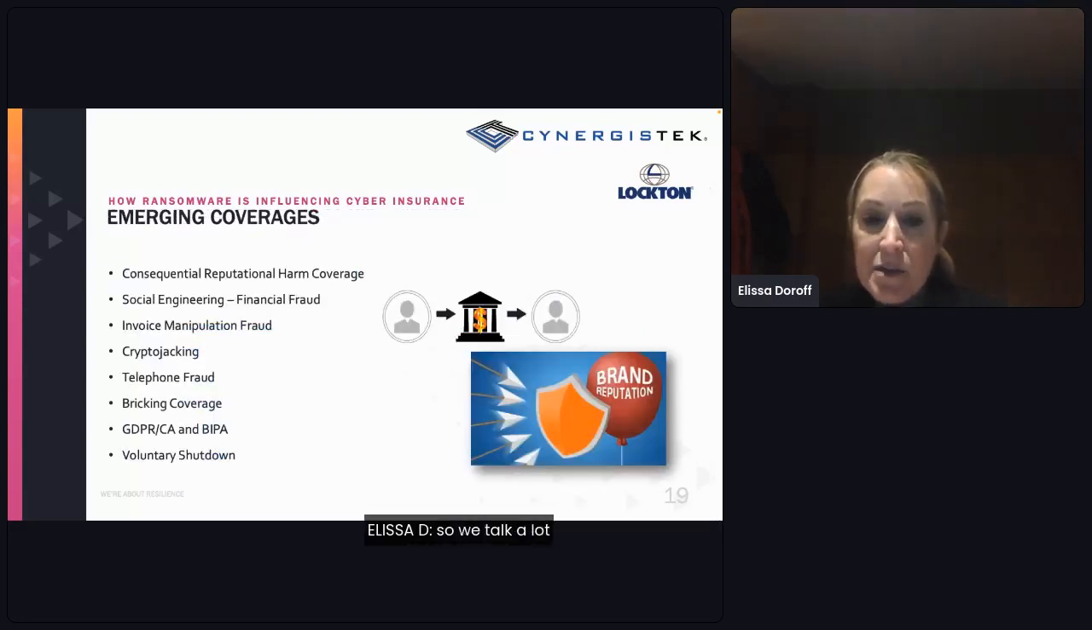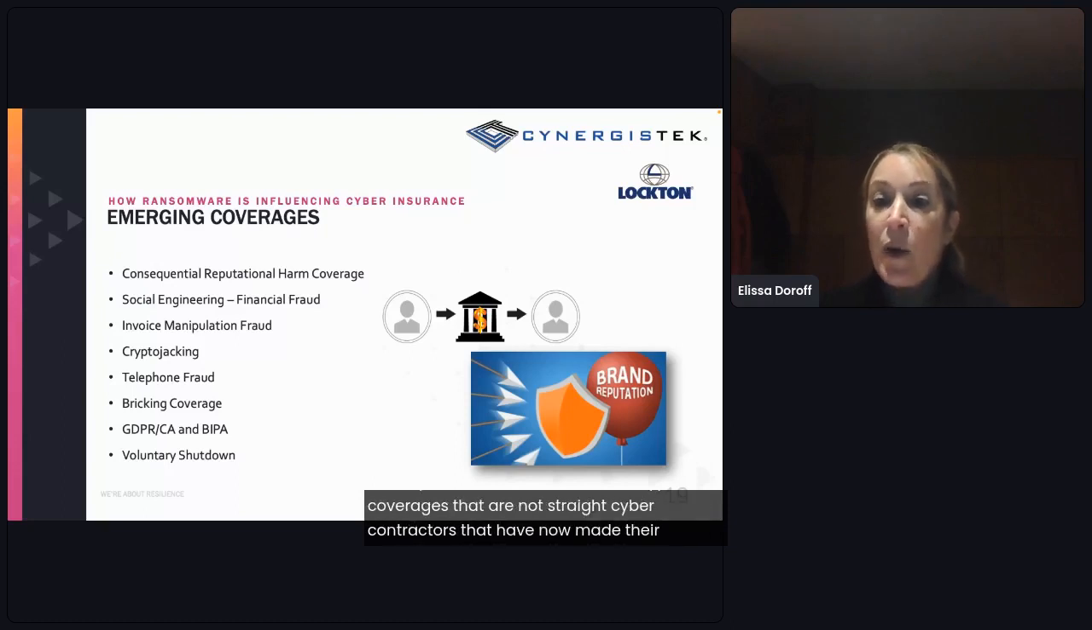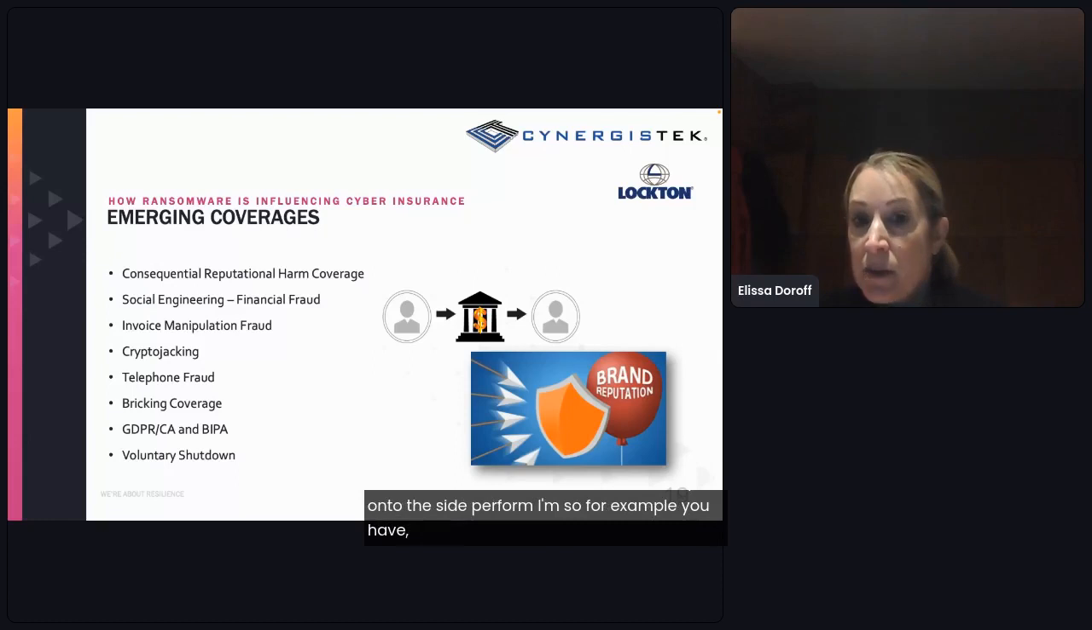So we talked a lot, those are the base coverages. What we've seen over the last 3 to 5 years is an evolution of other types of coverages that are not straight cyber coverages that have now made their way onto the cyber form. So for example, you have consequential reputational harm coverage. This is your loss of consumer trust, brand devaluation, adverse publicity that causes you to lose revenue.